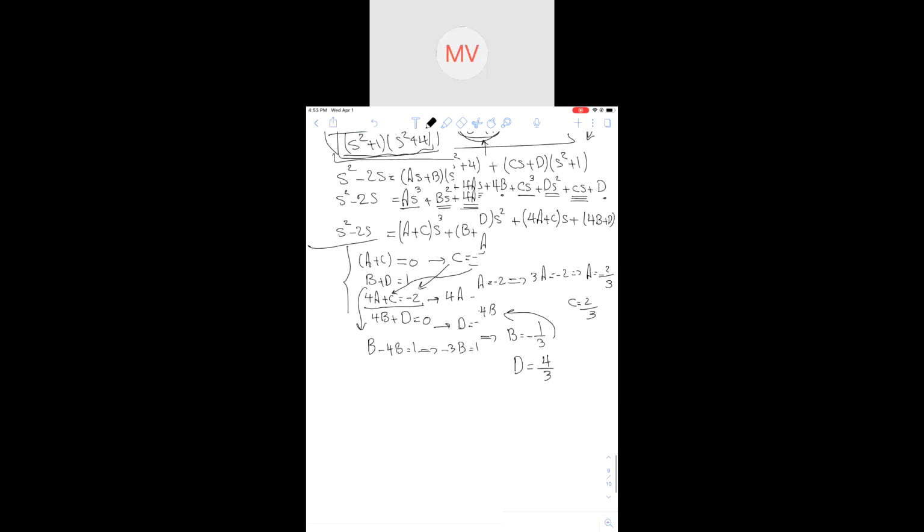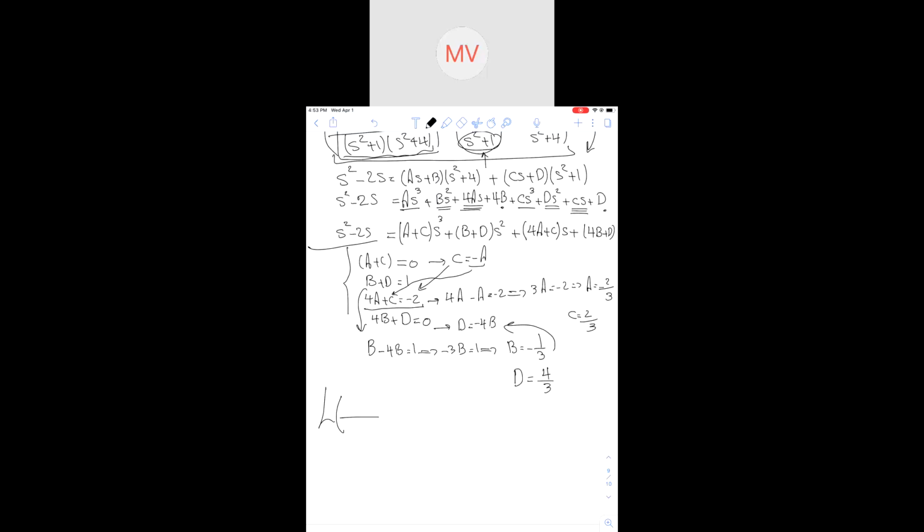Okay. So this is what we ended up with. Laplace inverse, by the way, of s squared minus 2s over that whole, what was it, s squared plus 1, s squared plus 4, ended up being Laplace inverse. Okay. So we had as plus b, so it's negative 2/3 s plus b, b is negative 1/3, over s squared plus 1, plus now cs plus d, cs is 2/3 s plus d 4/3, divided by s squared plus 4.